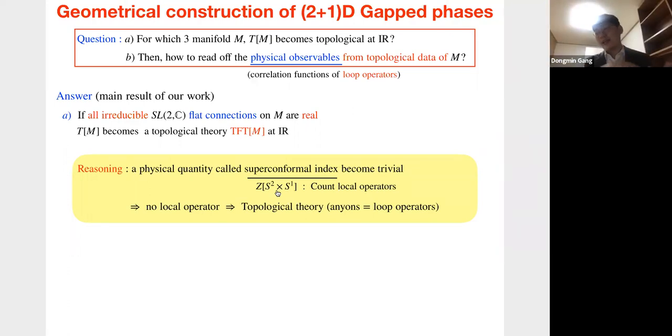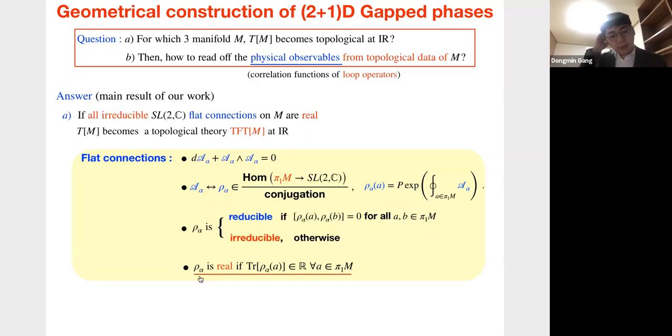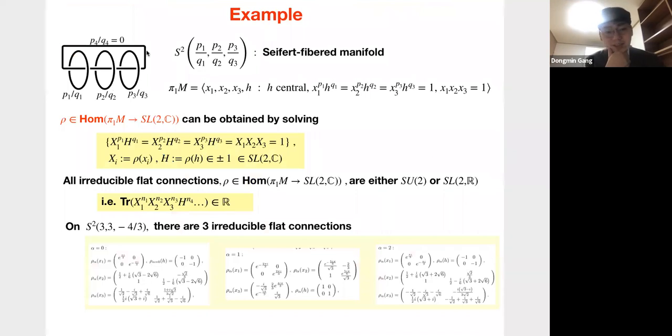So we use some AGT-like relation. In the analogy, if some Riemann surface satisfies a certain condition, then the resulting 4D theory is topological in the IR. So this is how we analyze that. Then you may wonder: is there any example of a three-manifold satisfying this condition? We can actually prove that this whole family satisfies this topological criterion.